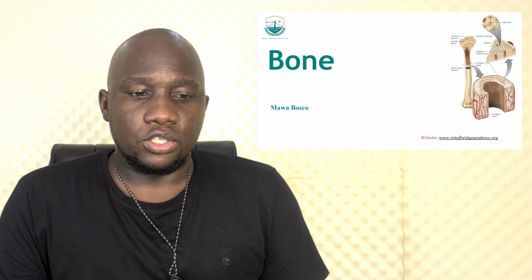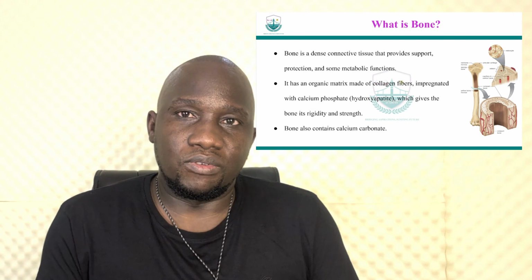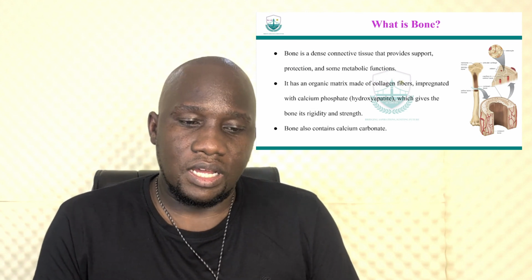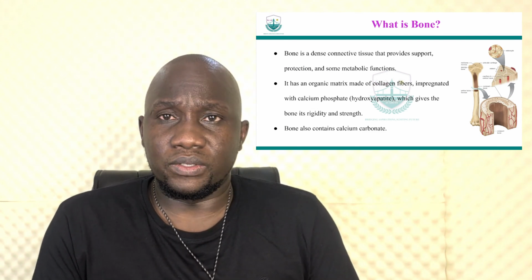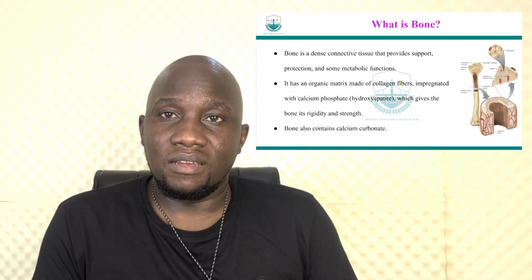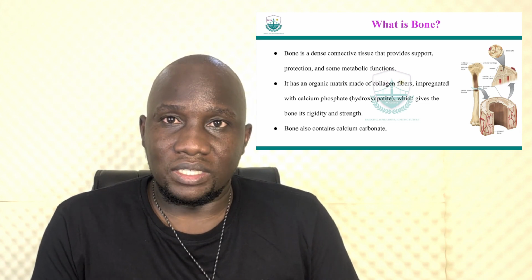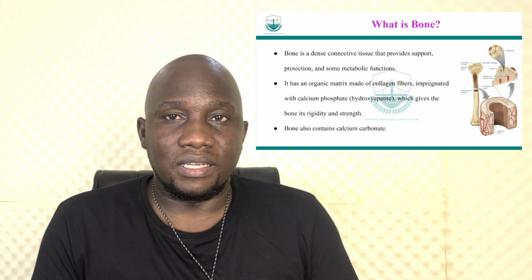Now let us turn our attention to what we call bones. So bones are dense connective tissues that provide support, protection, and perform some metabolic functions. Without bones, you can't make some cells. For example, we have the red bone marrow that is very important in making red blood cells.